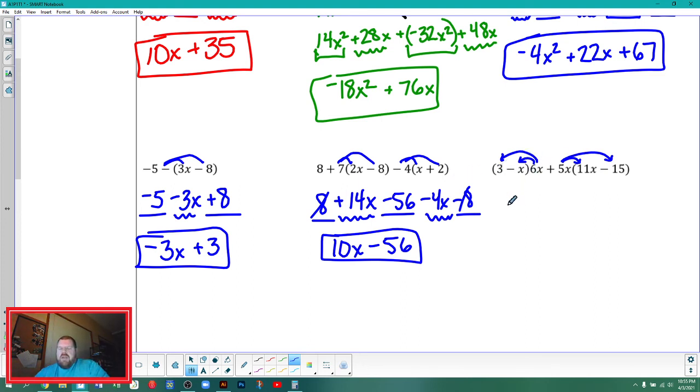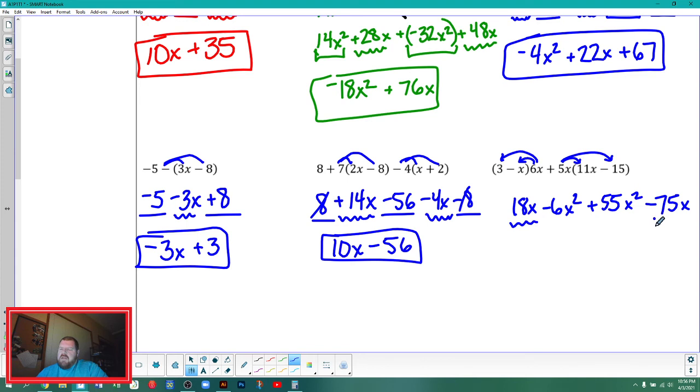6x times 3 is 6 times 3 is 18x. 6 times -1 is -6. X times x is x squared. Here I've got 5x times 11x. 5 times 11 is +55. And x times x is x squared. 5x times -15. 5 times -15 is 50 and 25, 75. So -75. And that has an x on it.